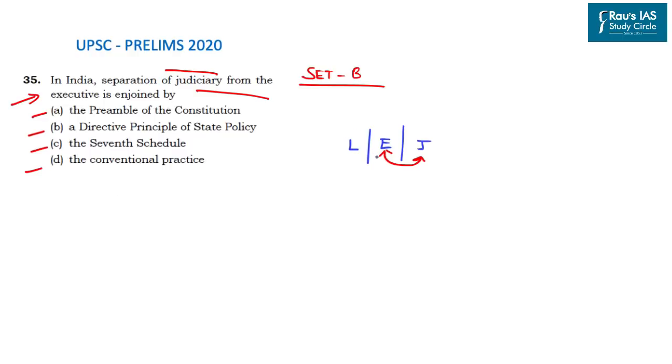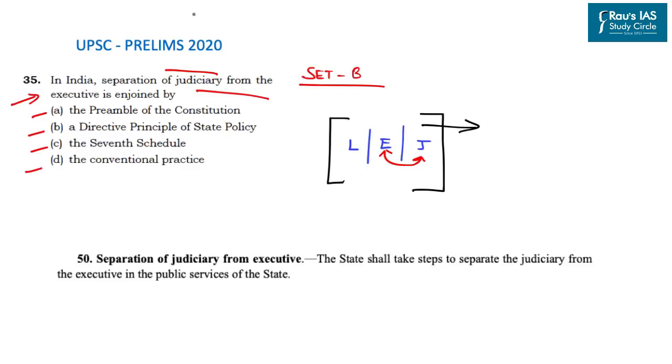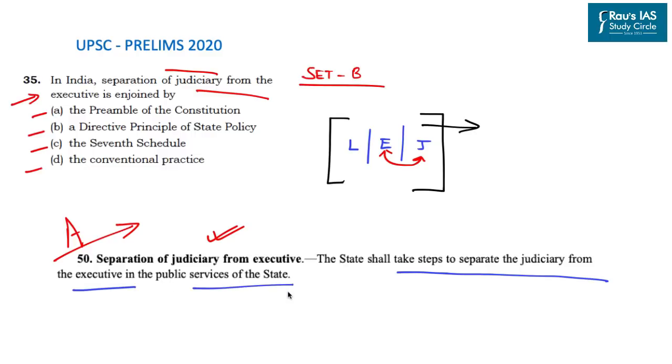Now here UPSC is trying to see whether you are thorough with this concept of separation of power or separation between the organs of the government, and whether within the Constitution of India this aspect has been discussed at all. Now if you are aware of Article 50, then this makes your job very easy. Separation of judiciary from the executive. It says that the state shall take steps to separate the judiciary from the executive in public services of the state. However, this is not what the question is asking. The question is asking something else.